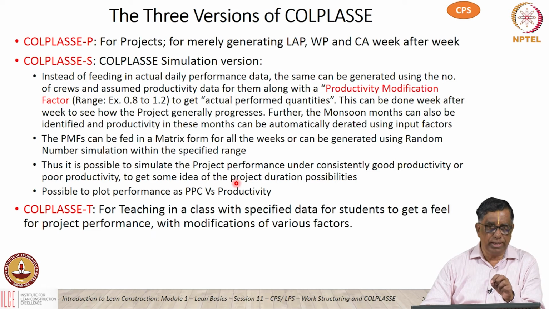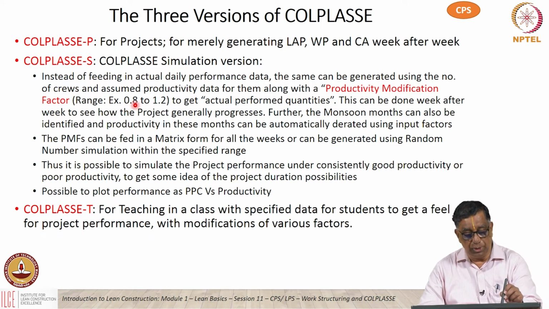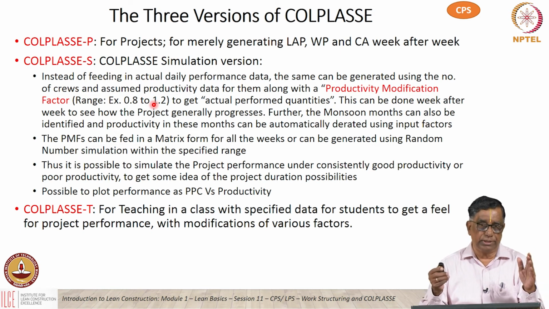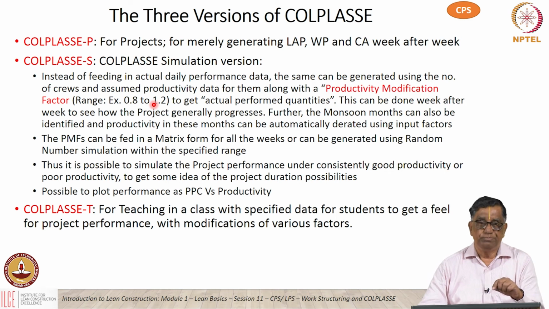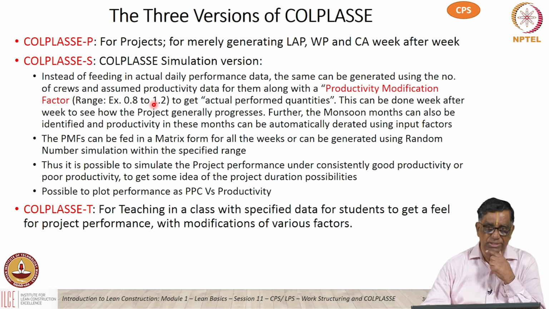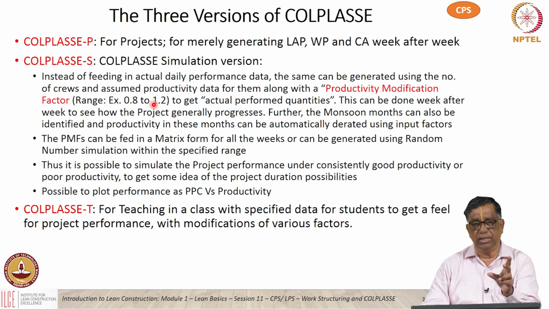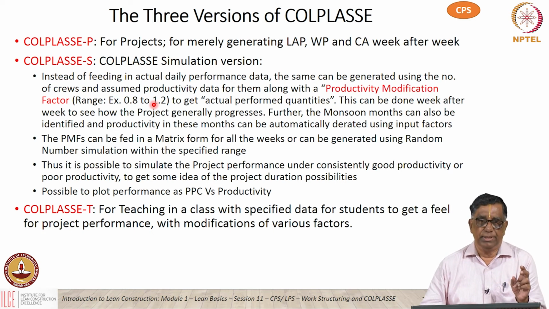Now, these numbers which you get can be modified by what they call a productivity modification factor, which ranges from 0.8 to 1.2, which again can be changed by the user. So, these factors, either you can give them in a matrix form for the entire project, week after week, and then activity wise you can give 0.8, 1.2, in random, whatever manner you want, or you can use the random number generation property of Excel to get these numbers within that range. Whatever range you give, within that range the productivity can be generated randomly and used.